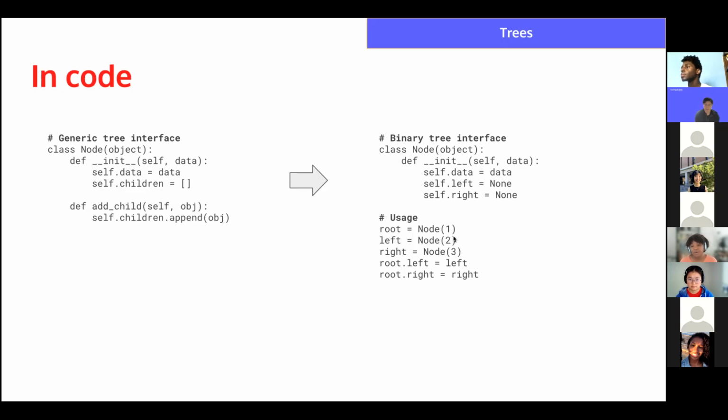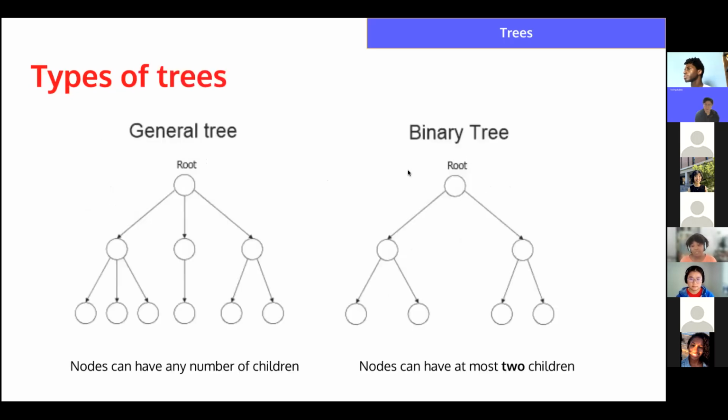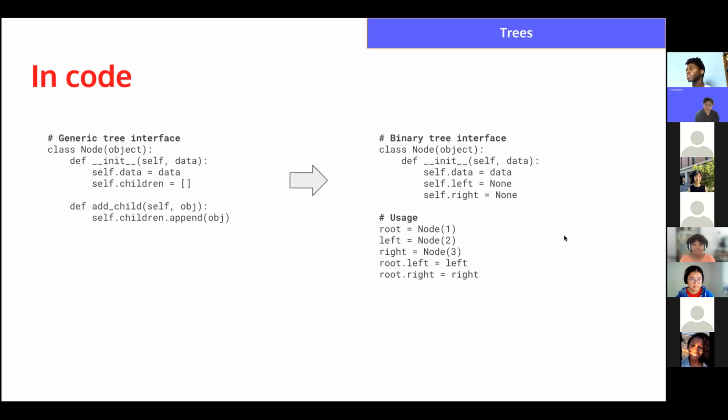So it has a root node, one left node, one right node. Height of 2. So it would be sort of this subtree here. And so a height of 1. Okay.